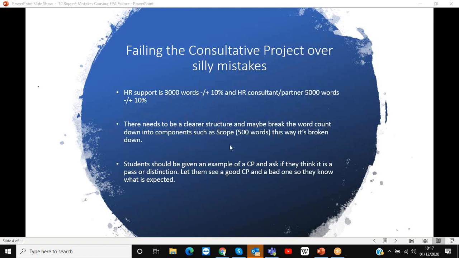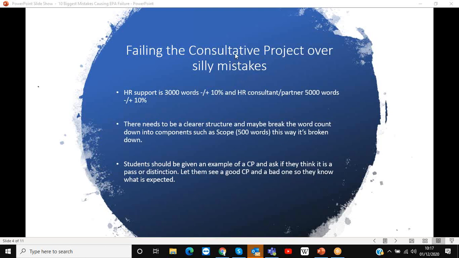Also, it's probably a good idea for the learners to be given an example of what a good consultative project is, as opposed to a bad one, or what's a pass project and what's a distinction project. So essentially they know what's really expected of them.